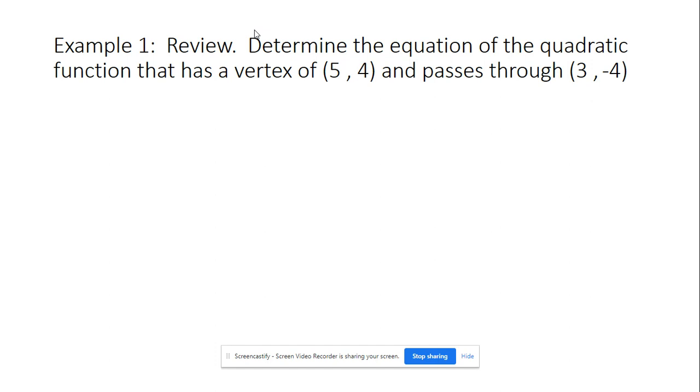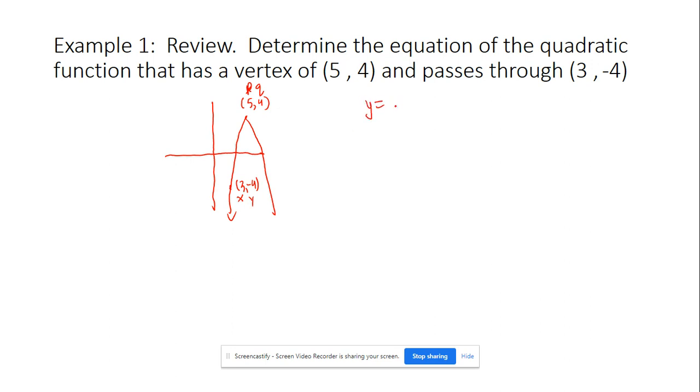All right, so just a quick review. Determine the equation of the quadratic function that has a vertex of (5, 4) and passes through (3, -4). Okay, so just a quick sketch of this. (5, 4) is right here. And then (3, -4) is to the left of here, and then down over here. The graph would look like this, and that's (3, -4).